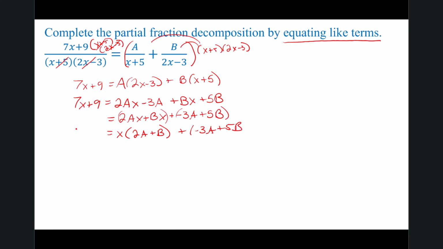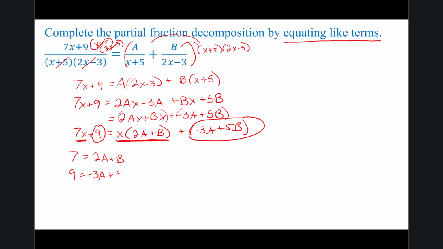Now look on the left side. I know the coefficient of the x is 7. So on the right side, in order for this to be true, this equal sign, I'm saying the left is equal to the right side, then this coefficient of the x also has to be 7. So 7 equals 2a plus b. And then the constant on the left side is 9, and the constant on the right side is negative 3a plus 5b. So 9 equals negative 3a plus 5b.